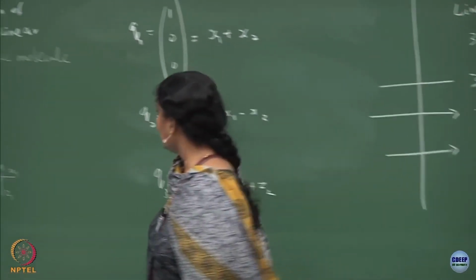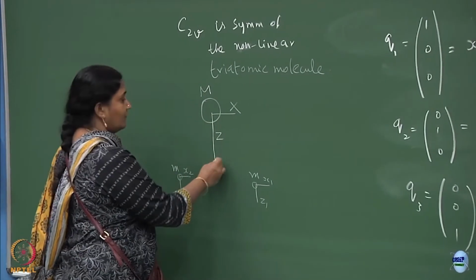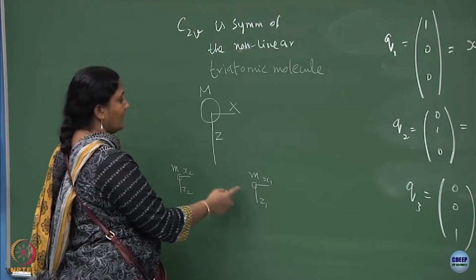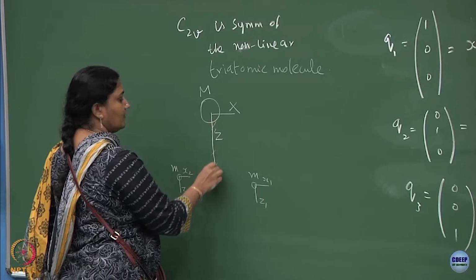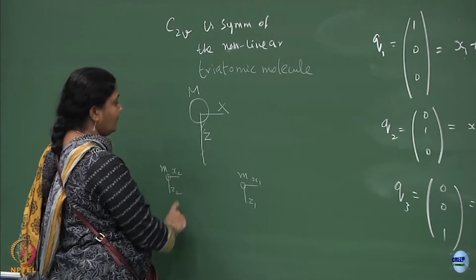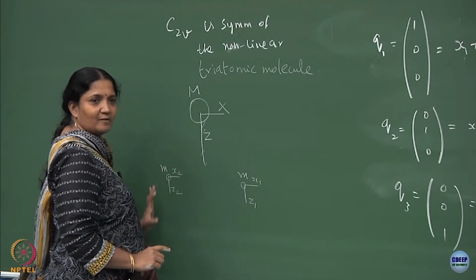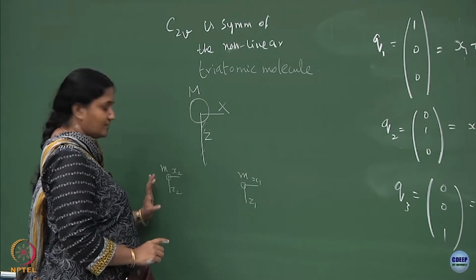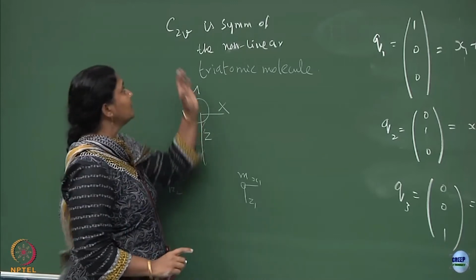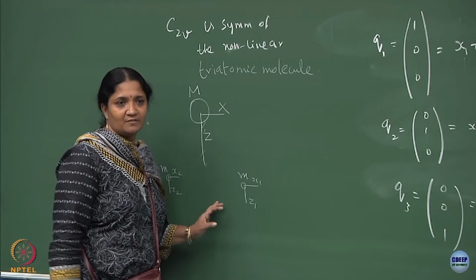Another way of seeing it is that if I put an axis through this and do a 180-degree rotation, these two will exchange. If I put a mirror here, these two identical atoms will go into each other, and if I put a mirror on this plane, it goes into itself. This atom goes into itself, this atom goes into itself, that is also a symmetry. So, C2V is a symmetry of such a molecule under consideration.